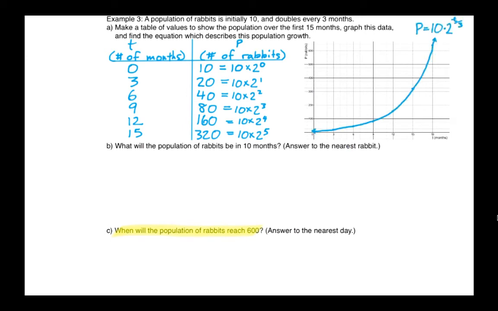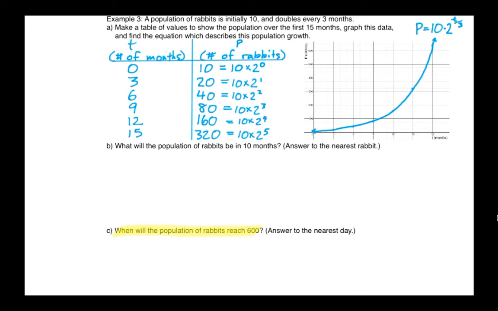And so now this is the equation for that function. It's p equals 10 times 2 to the t over 3. So this looks a lot like what I have here, 10 times 2 to the power of. The reason I've written the exponent as t over 3 is because we have to take the time and divide it by 3. Now that doesn't do anything for 0, 0 is just 0. But 3 divided by 3 is 1, 6 divided by 3 is 2, 9 divided by 3 is 3. So we're dividing by 3 because 3 months is the amount of time for the population to double.